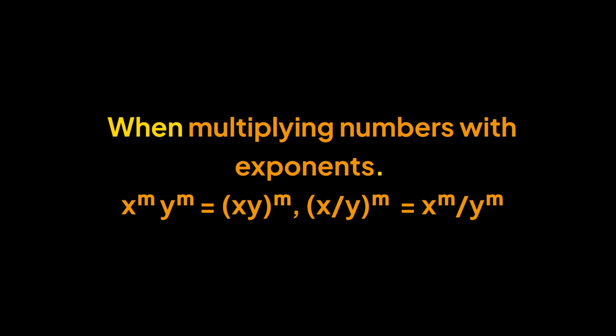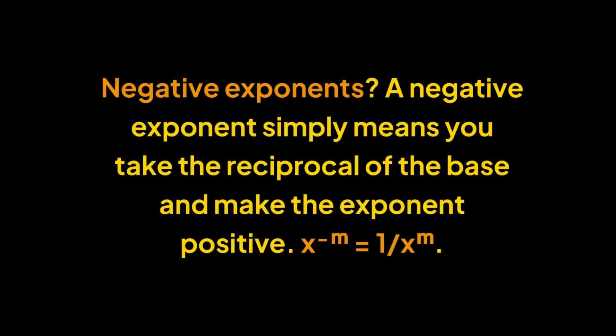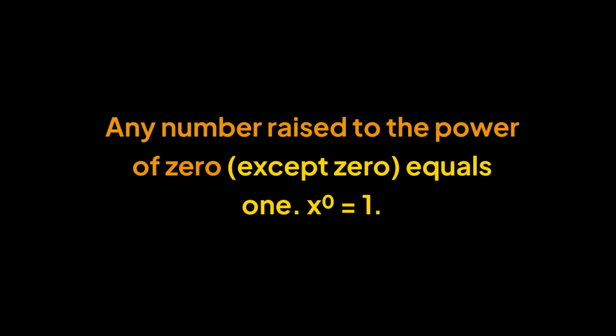Negative exponents? A negative exponent simply means you take the reciprocal of the base and make the exponent positive. X raised to power minus m equals 1 by x raised to power m. Any number raised to the power of 0, except 0, equals 1. X raised to power 0 equals 1.